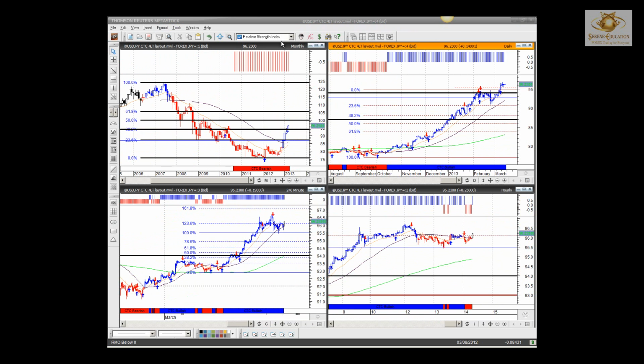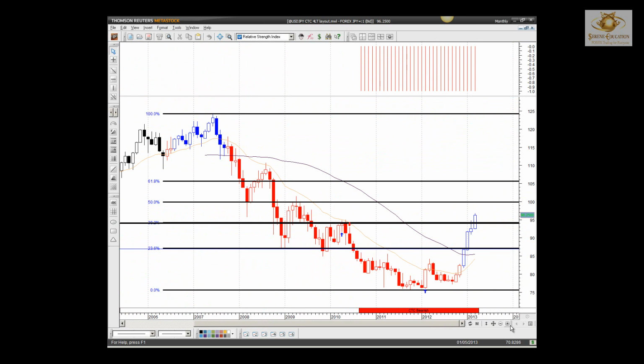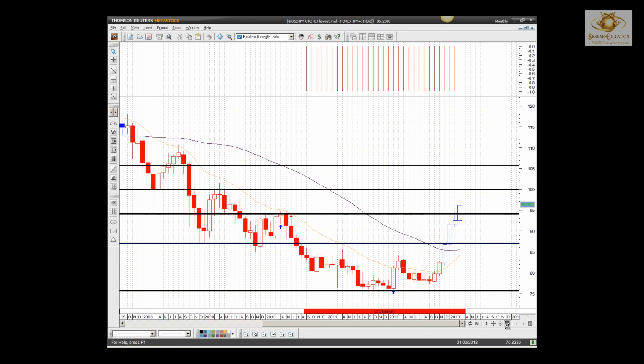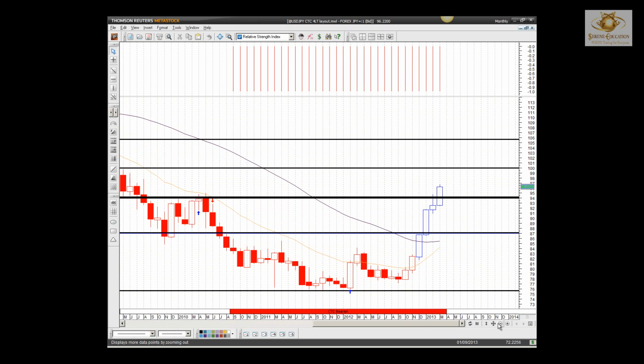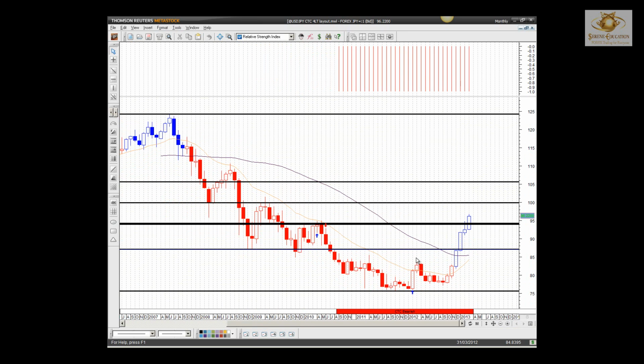Last pair of the day, the US dollar Japanese yen. A lot of positive sentiment for the US dollar against the yen, since August of last year in particular, a lot of movement to the upside. And you can see my weekly fib projection levels here quite clearly.